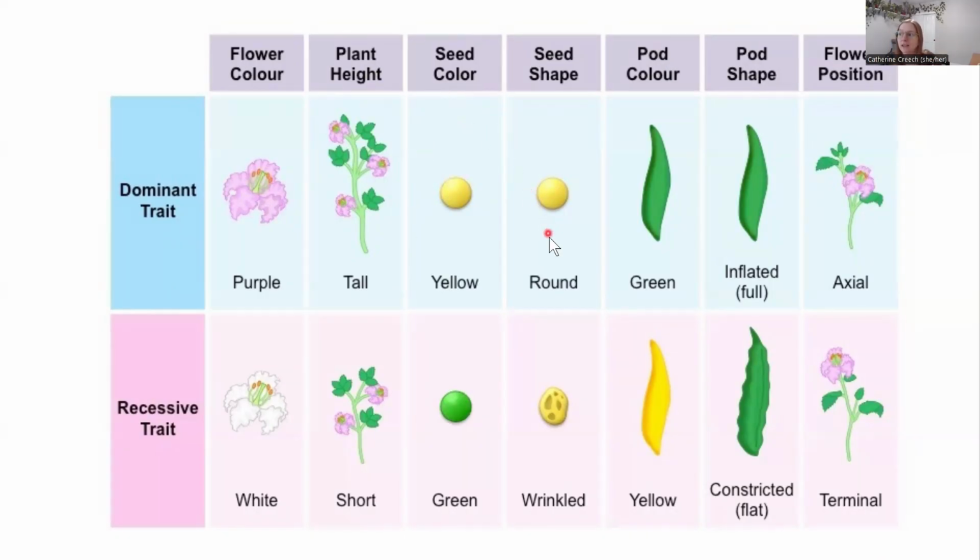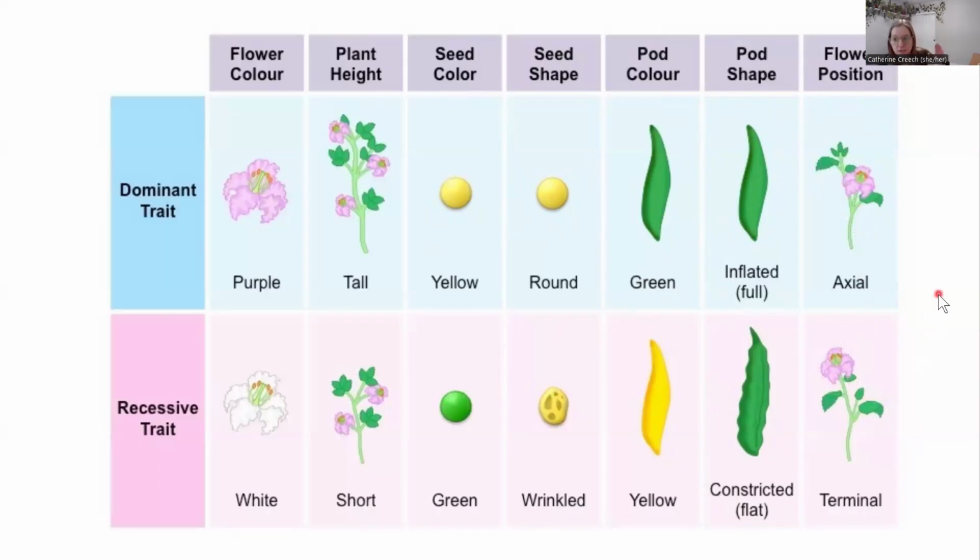Mendel also looked at plant height, whether or not it was tall, which was dominant, or short, seed color, and whether or not it was wrinkly or round. So yellow and round is dominant. Pod color and pod shape, green and inflated, which means you can't see the seeds through it. Those are dominant. Yellow and constricted, where you can see the shape of the seeds, those are recessive.